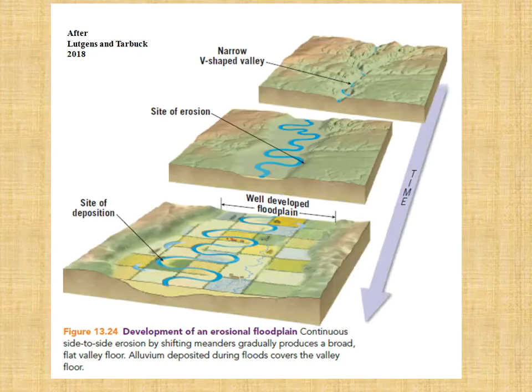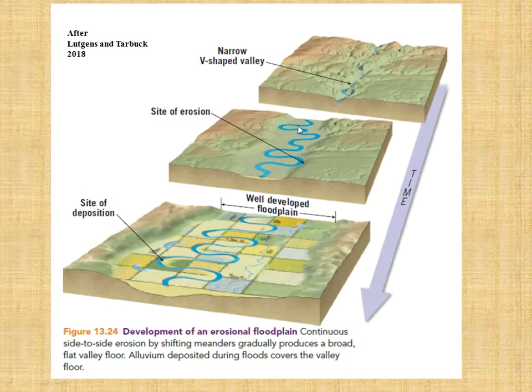Now this is another diagram to show you that the river flowing in the mountainous region is confined within narrow valleys bordered by the rocks, so it is not able to erode laterally, but it erodes in a vertical manner, and so you have a V-shaped valley.